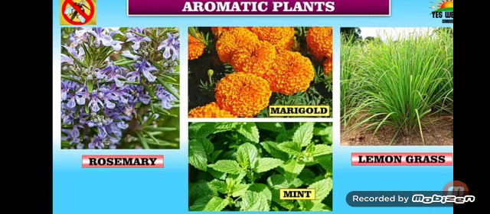Then, plants with a strong aroma that produce a fragrance are something mosquitoes don't like. So, grow rosemary, marigold, mint, or lemongrass around your home to keep mosquitoes away. So these are the preventive measures.